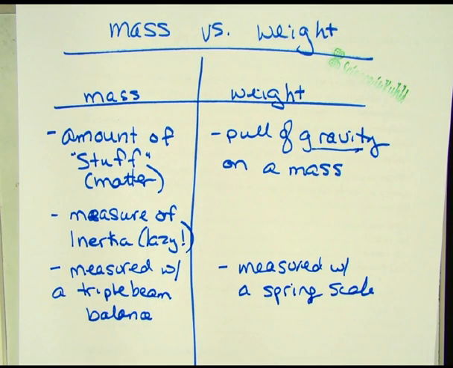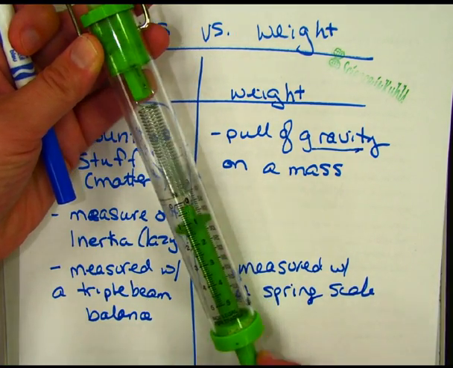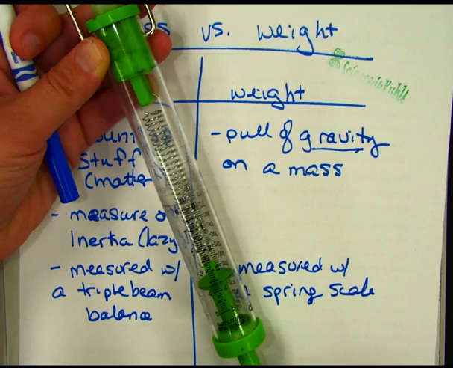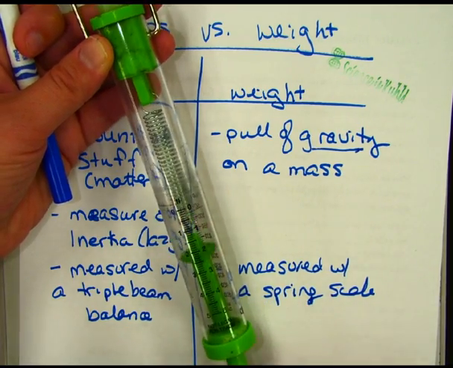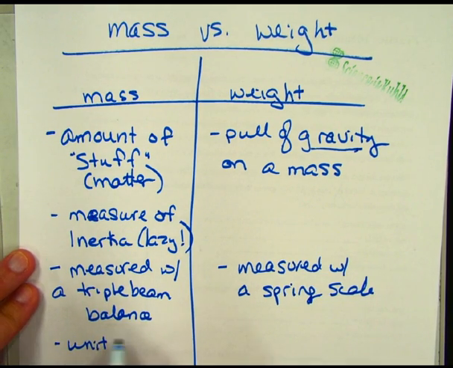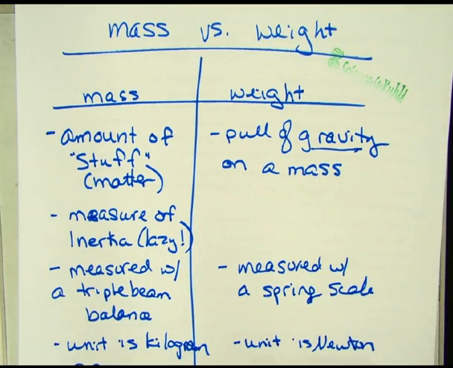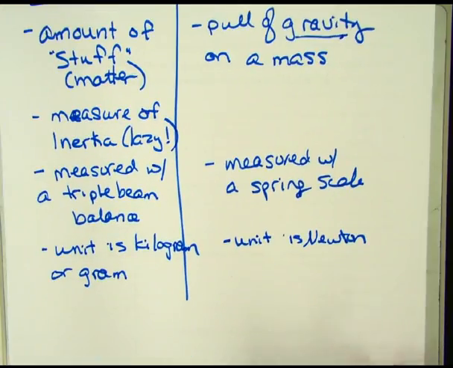Now, the spring scales are definitely a measure of gravity because in order to get a reading on them, gravity pulls down on the object. The more mass you put on here, then the more gravity is going to pull down on it. The unit for mass is the kilogram or gram. Weight, the unit is the Newton.